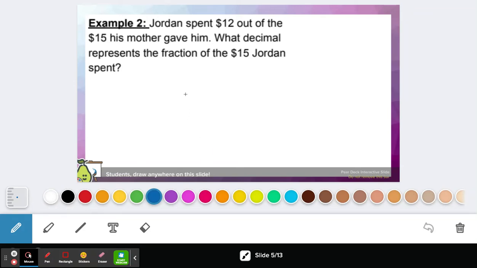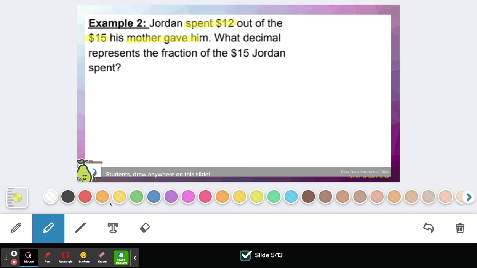All right, so example number 2 says Jordan spent $12 out of the $15 his mother gave him. What decimal represents the fraction of the 15 Jordan spent? So we know he spent 12 out of the 15 his mother gave him, right? So here we're going to have to understand what is our part and what is our total. Because remember, when they give us something like this, it's easier to think about it as a fraction, okay?